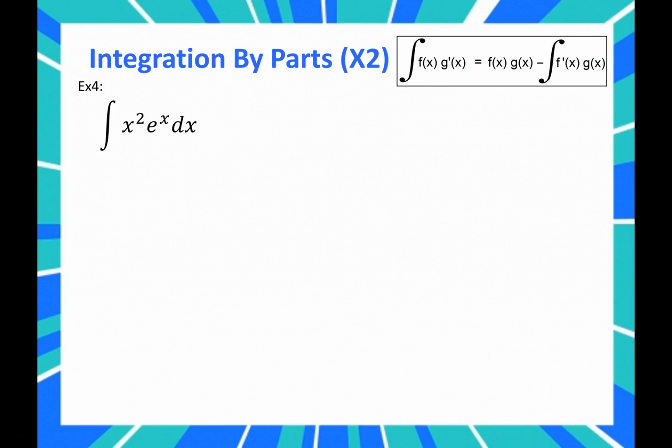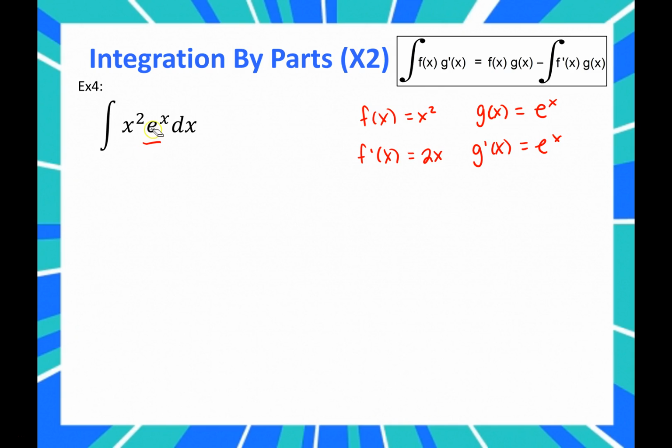On this problem right here, it's pretty clear that we're going to let f of x be equal to x squared, because that's the one that when we take the derivative of it, it will eventually be 0. Now, our g prime of x is going to be e to the x, and that makes total sense, right? Because we want to choose g prime of x to be the thing that we can easily integrate. The integral of e to the x is, in fact, e to the x.